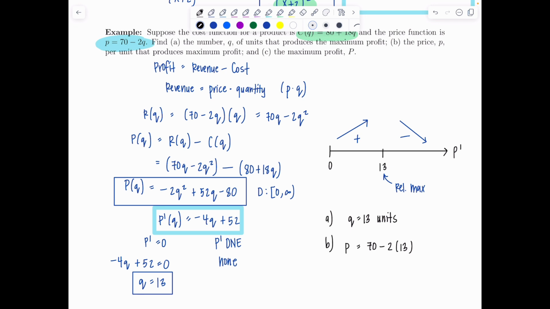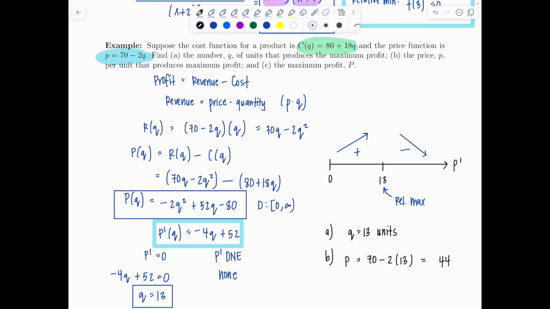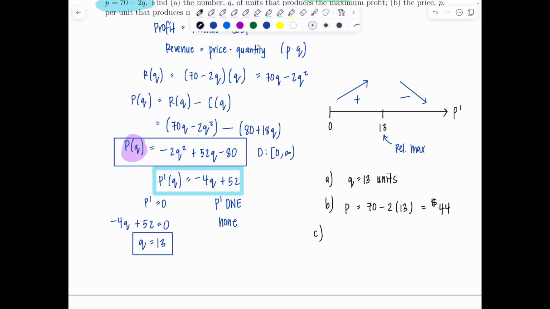70 minus 2Q, 70 minus 26. The price is $44. Did they say dollars? No, we could be in euros. Who knows? I'll just put a dollar sign, though. And then part C, find the actual maximum profit, capital P. So you're going to plug that in to the profit function that we have over there. So part C, capital P of 13 is negative 2 times 13 squared plus 52 times 13 minus 80, and this comes out to $258.